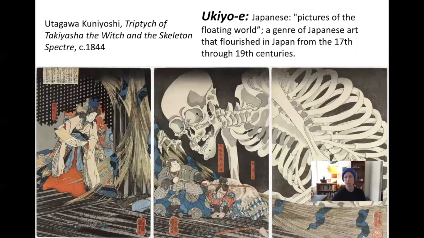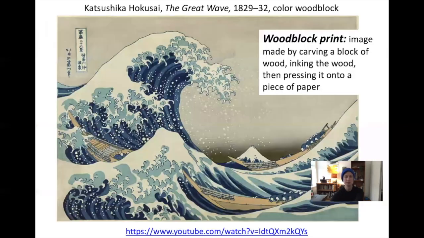So this is a ukiyo-e woodblock print by Japanese artist Utagawa Kuniyoshi. And in the image, the princess recites a spell that summons a giant skeleton. This is one of my favorite ukiyo-e prints. But this one is probably the most famous.